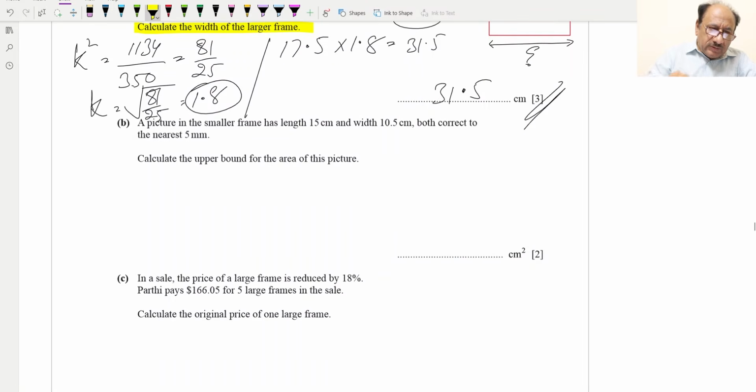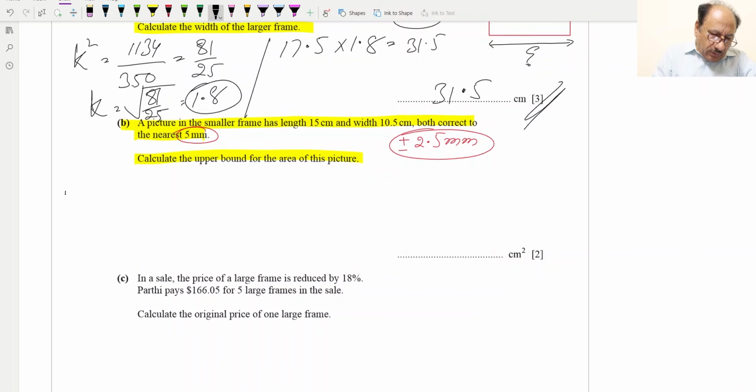Hopefully you understood this. Then they're saying the picture in the smaller frame has length 15 centimeters and the width is 10.5 centimeters, both correct to the nearest 5 millimeters. So calculate the upper bound for the area of the picture. So we will be taking the nearest 5, so it means plus minus 2.5 millimeters will be added and subtracted for upper bound and lower bound.